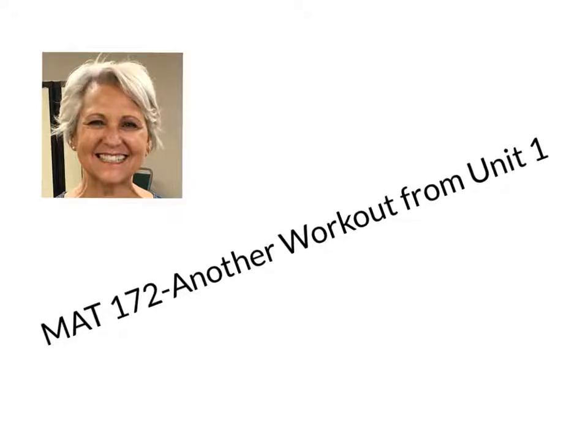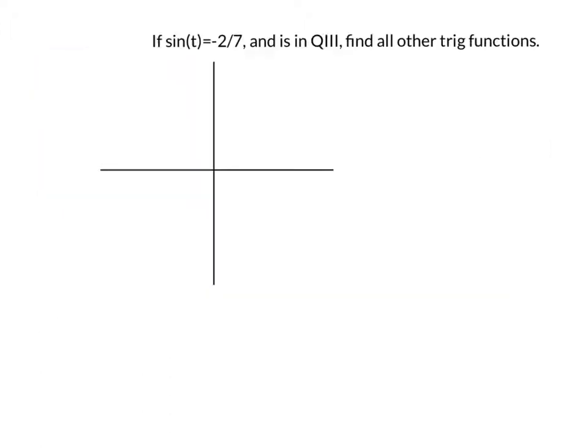Here are a couple of other workouts from Unit 1, and in these two examples I try to do a visual interpretation for you to make some connections with the trig functions. All right, our first problem: if sine t is equal to -2/7 and t is in quadrant 3, find all of the other trig functions. Notice that I've just drawn a very simple coordinate plane, because if you can visualize it, you will have a much better understanding.